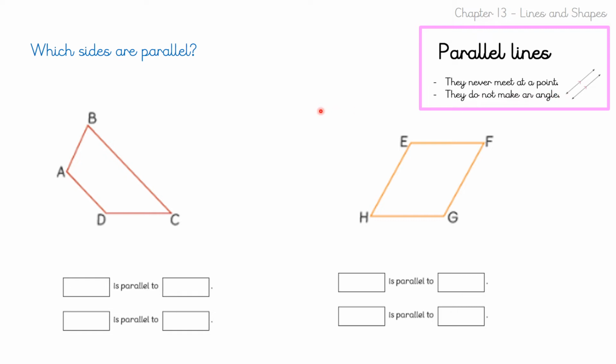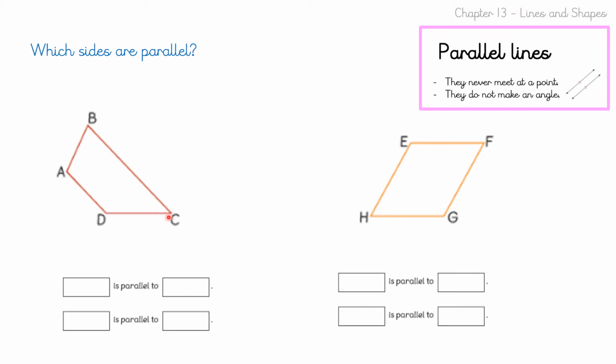Okay, so I know that the lines that are touching each other are not going to be parallel lines because they are meeting at a point. So it could be that they are perpendicular lines but not parallel. So we will have to skip a line to see if those lines are parallel or not. So let's check. AB cannot be parallel to BC because they are meeting at a point. But let's check AB with not this one but the following.